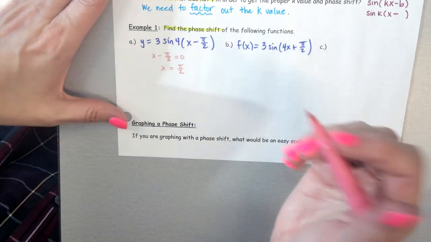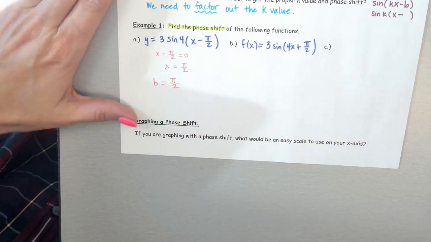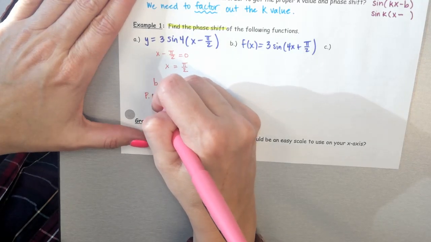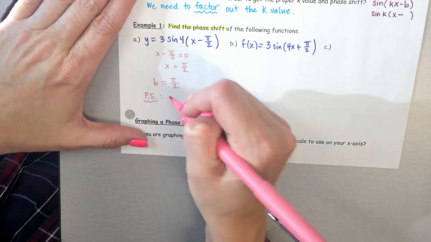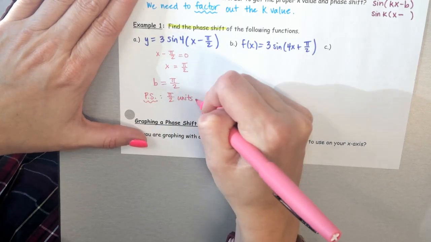Obviously, when you are doing this, you're going to recognize the pattern. So you can just jump to b is positive pi over 2. And what that means in terms of the phase shift is you go pi over 2 units right.